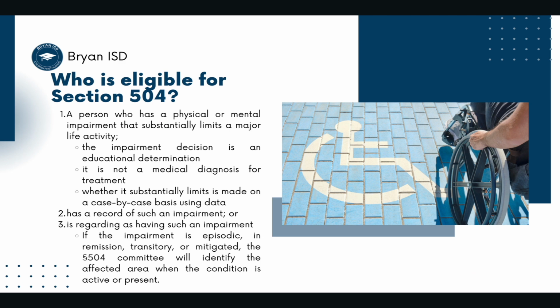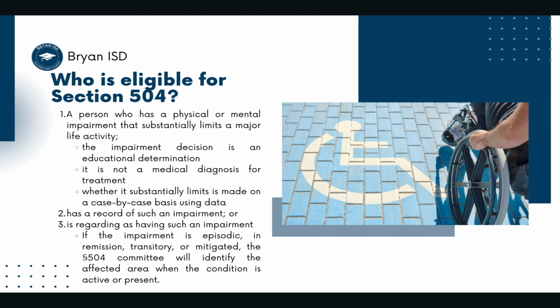So you have this person with a physical or mental impairment, or they have a record of an impairment, or is actually regarded at the time as having the impairment. And this is going to include impairments that may be episodic, in remission, transitory, or mitigated. And the 504 committee is going to identify that affected area when the condition is active or present.